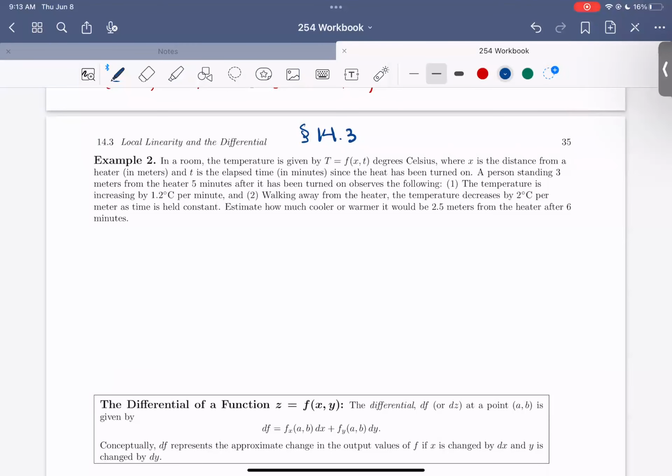Hello, everyone. In this video, we're going to look at example 2 in section 14.3. In this example, we're going to start becoming familiar with the differential of a function. All right, so let's get started by reading the situation.